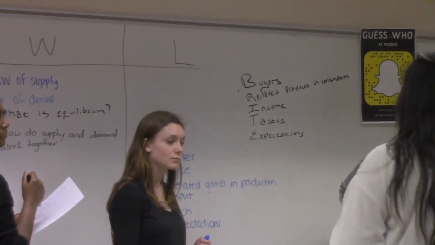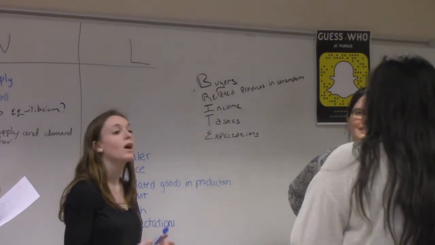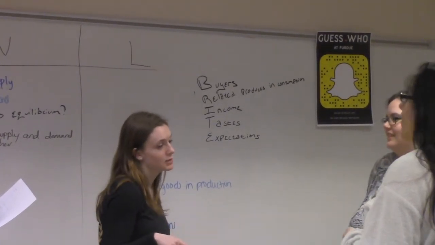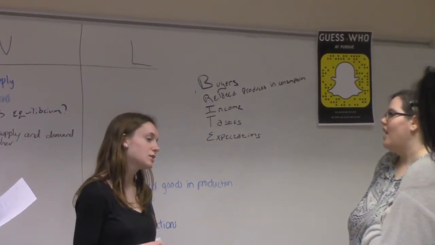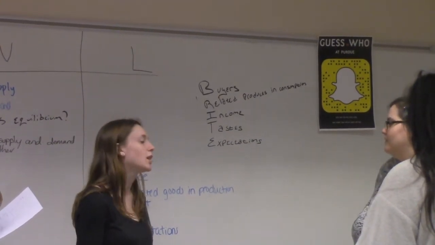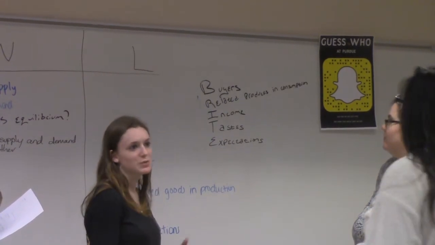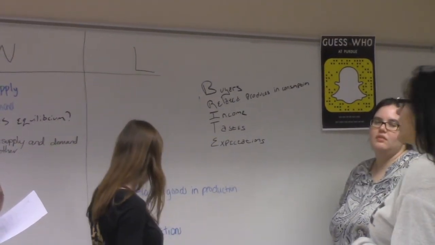Okay, so the related goods in consumption and production refer to two different types. Do you remember what they were? There's the complements and substitutes. So substitute is something you could use instead of that product, and complement is something you would buy with that product. So as a buyer, yes. So that would be complement and substitute in consumption.